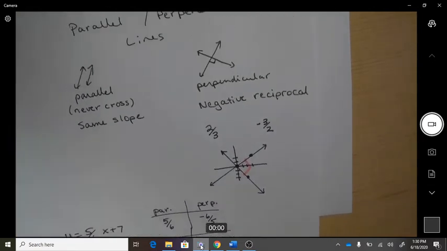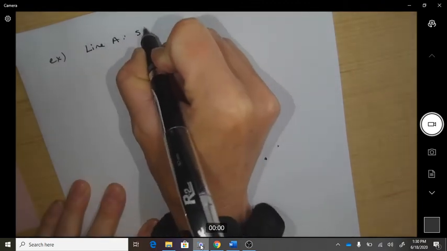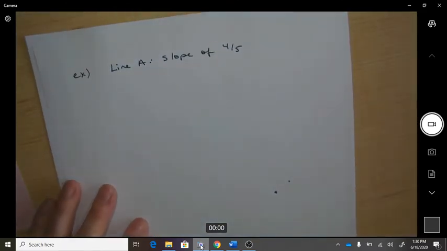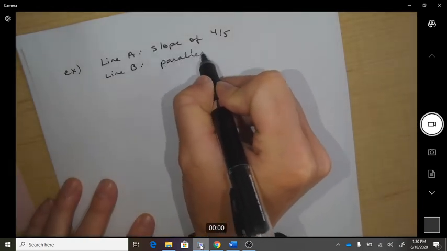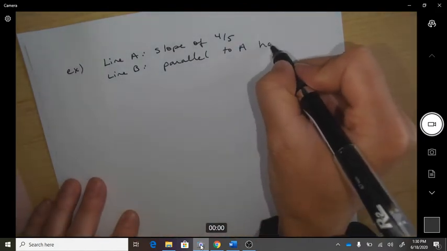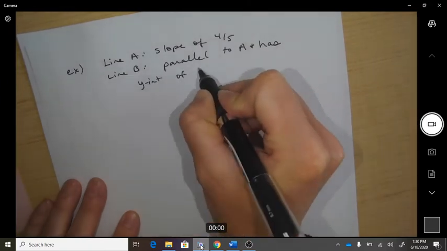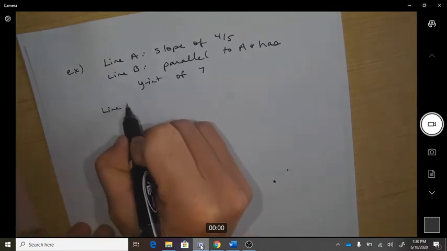Okay, so now we're going to make equations, and I'm going to give you more information, and you have to figure out what the equation is. So line A has a slope of 4/5. Line B is parallel to A, and it has a y-intercept of 7. So find the equation of line B.